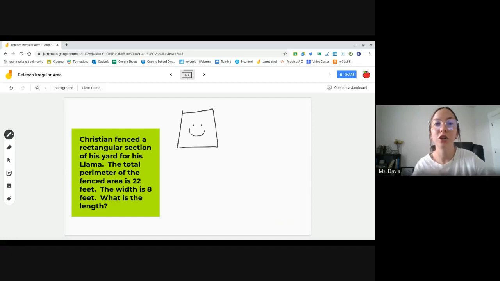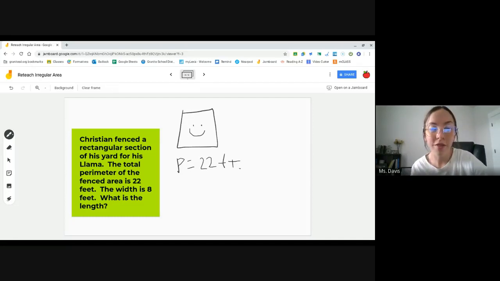So perimeter is the fence around the outside. It's not the middle. So area is the middle where we multiply 2 edges. Perimeter is adding the outside. So make sure you know the difference because we just jumped back to perimeter. The total perimeter of the fenced area, so P stands for perimeter, equals 22 feet. And that abbreviation is FT.